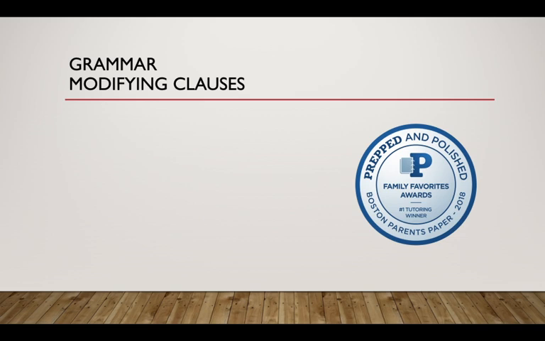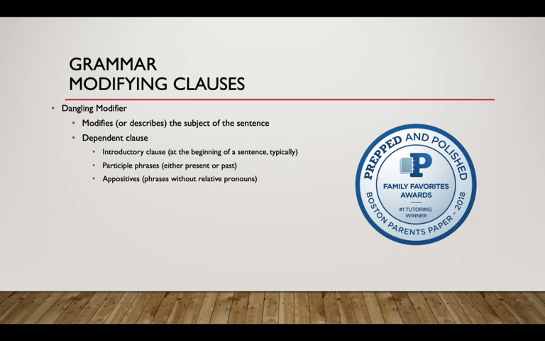If you've ever heard the term modifying clause or modifier, you might also know it as a describer or description, such as adjectives, or something that not a lot of people remember, adverbs. But in this case, we're talking about a full-on clause. In this case, there are two types. There are dangling modifiers, which modify or, as I said, describe the subject of the sentence. These are typically seen as dependent clauses. They are some kind of introductory clause at the beginning of the sentence. Typically, there are times where it could be the end of the sentence, but usually we see them as introductory clauses. They can be participle phrases, either in the present or the past. And if you don't know what participle phrases are, don't worry. We will talk about that in another discussion. Or appositives. These are different types of non-essential or dependent clauses at times.